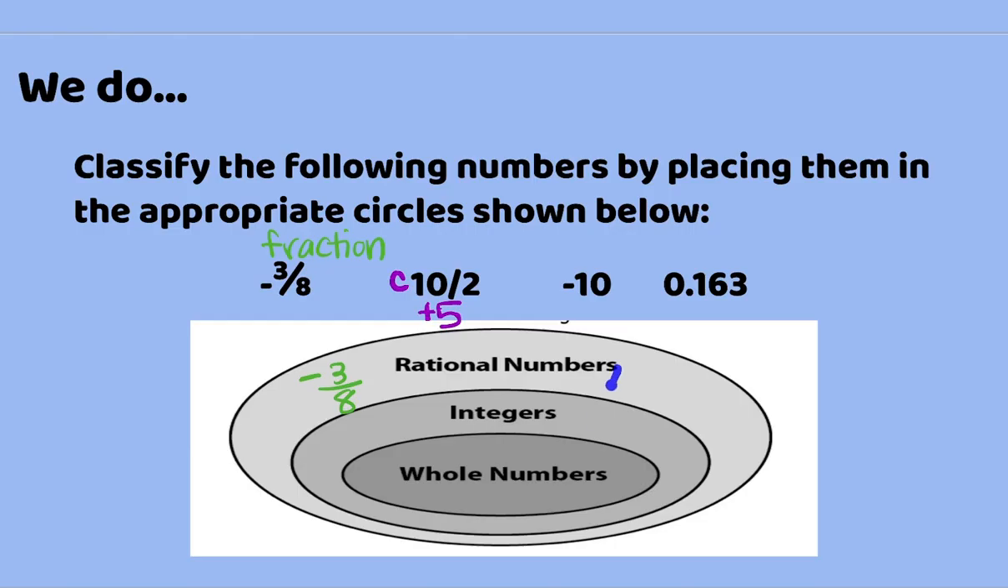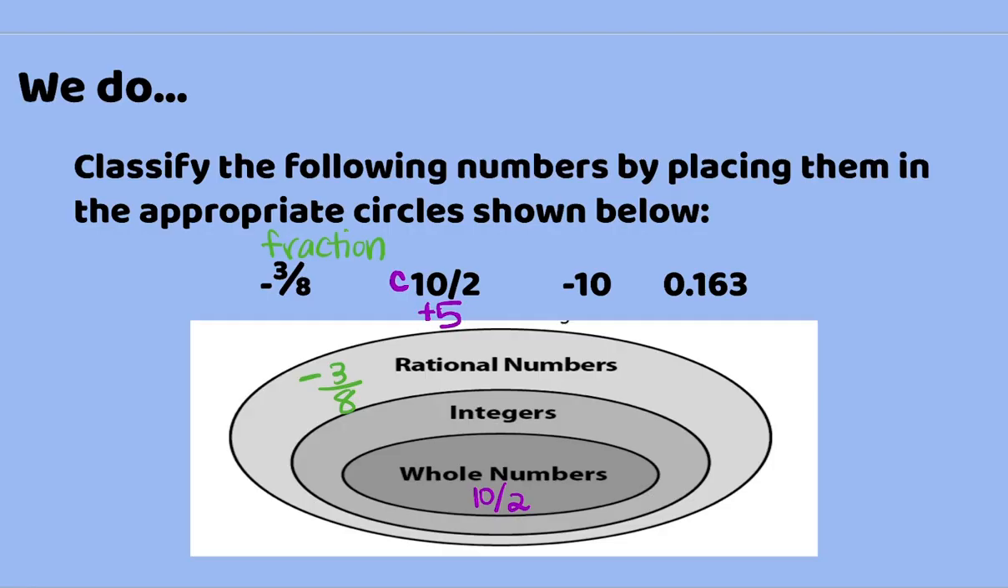So then I move in. Does it have a negative? No, it does not. So the only place that this can fall is going to be my whole number section because it's a positive counting number. All right, so I'm going to write that on my whole numbers section. So this is going to be 10/2. And again, you'll see I wrote it as the original number, not my divided number. They equal the same thing, but I want to make sure I write the original number.